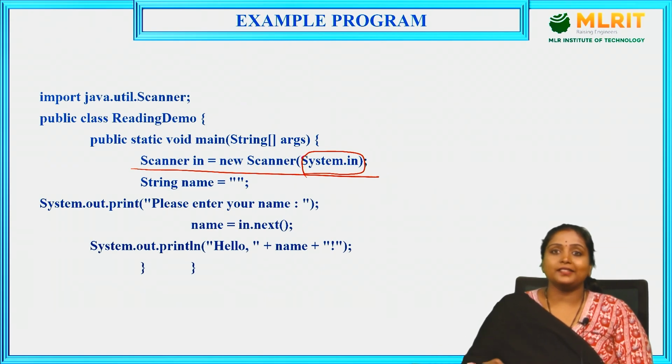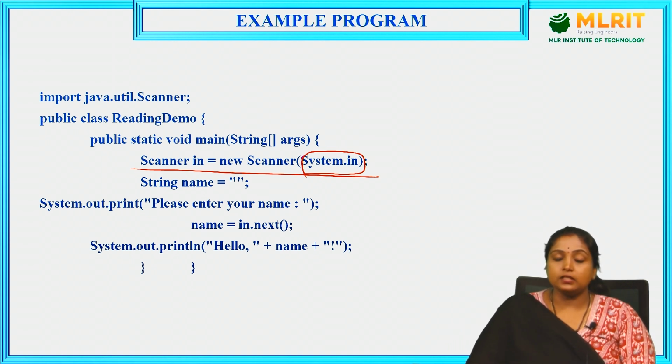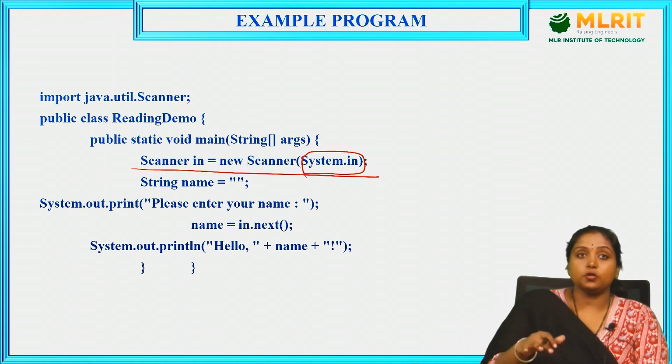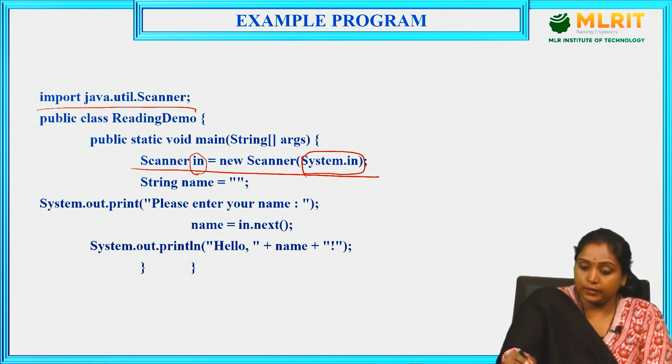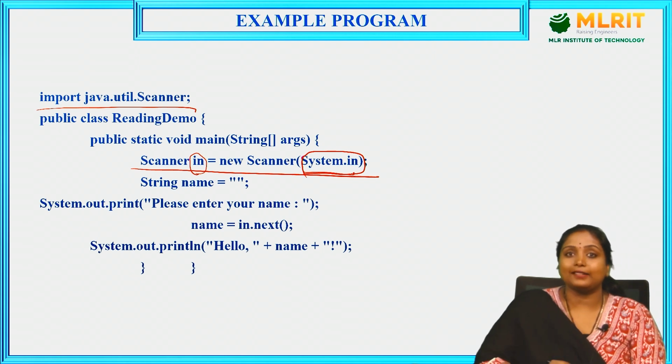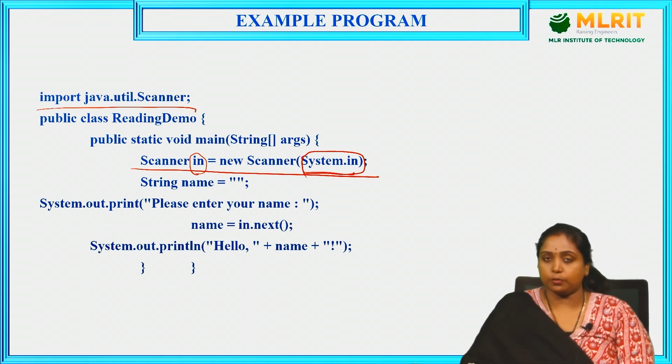So the second method is the Scanner class. In order to use the Scanner class, you have to import the java.util package and you have to create an object of the Scanner class with the constructor having the parameter System.in, the standard input.